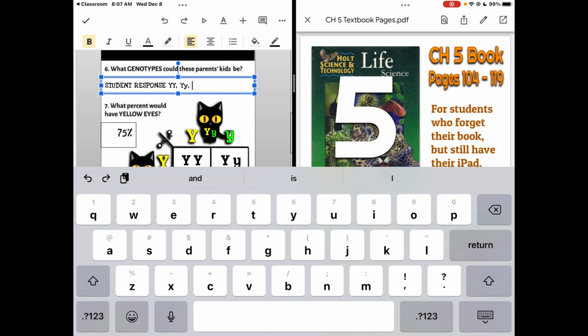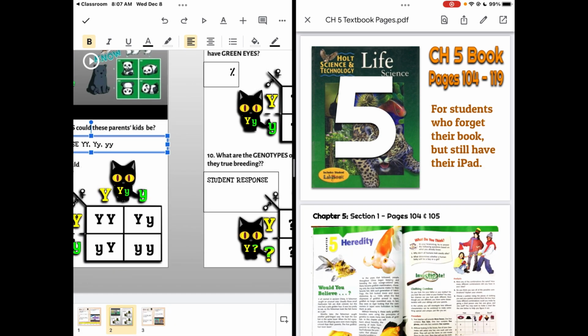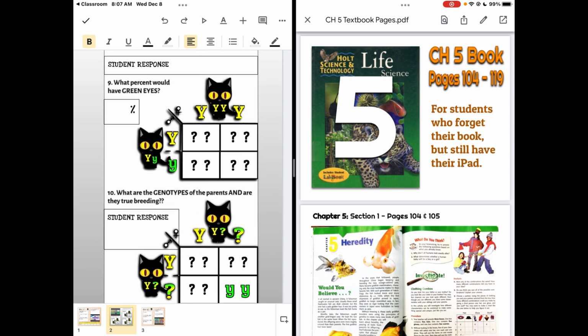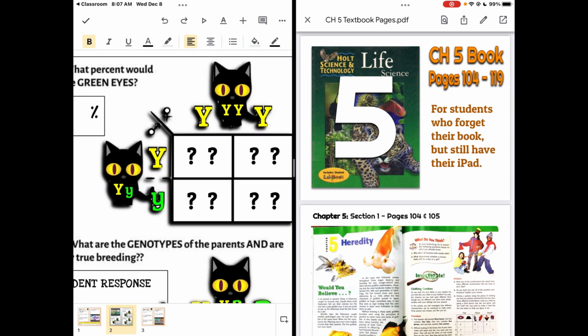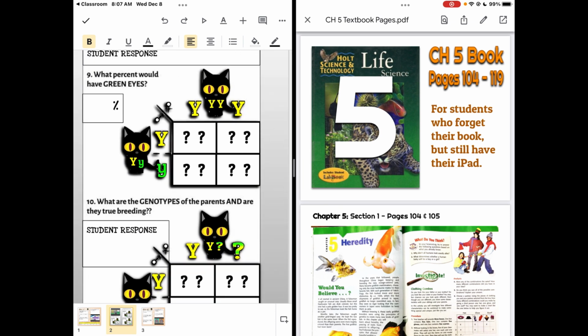We have to distinguish between those options. So these are the 3 options that are always possible: 2 capital letters, 2 lowercase letters, or 1 of each. In this box, it looks similar, except this parent only has capital Y's, and this parent has 1 of each. So the outcome for the kids will be different.